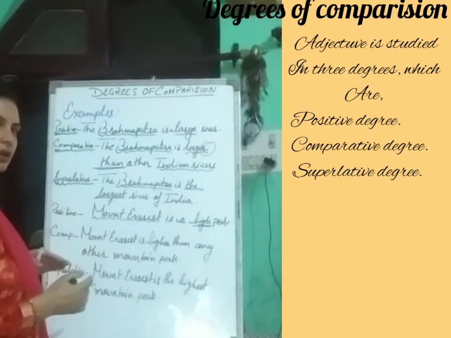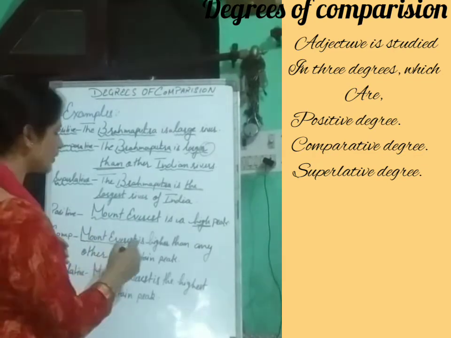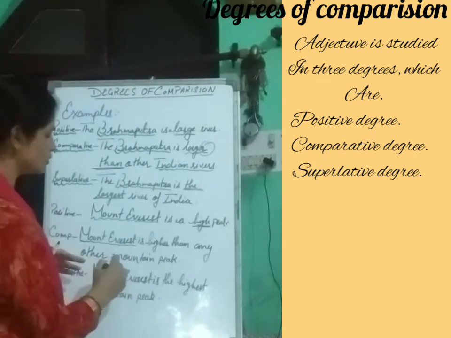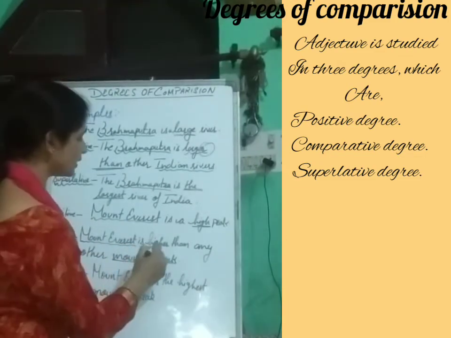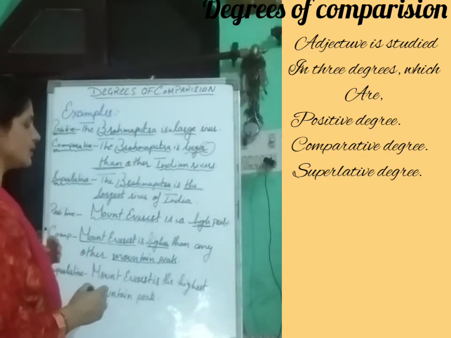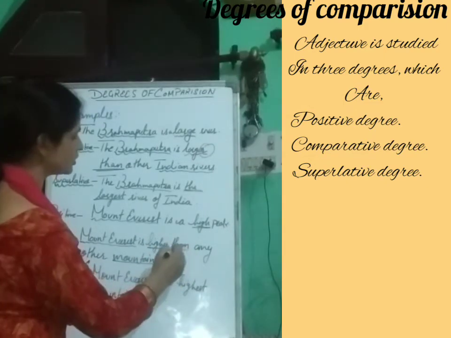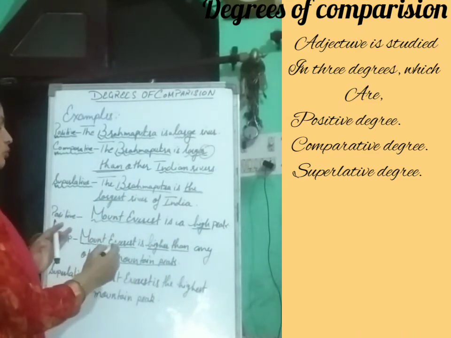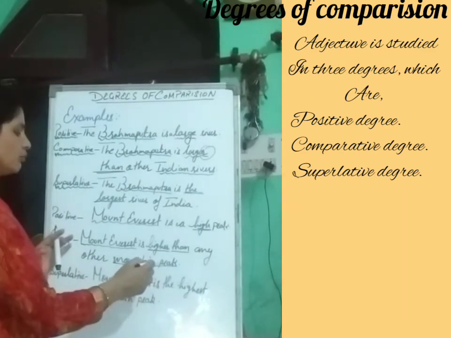Then we move to the next, comparative degree. Here we do comparison. Mount Everest is compared with other mountain peaks. Okay, so comparison is done here. What is the adjective here? That is high. It has the suffix er, and then one important word which we have to use, that is than. In comparative degree, children, you have to use this than. So Mount Everest is higher than any other mountain peak.